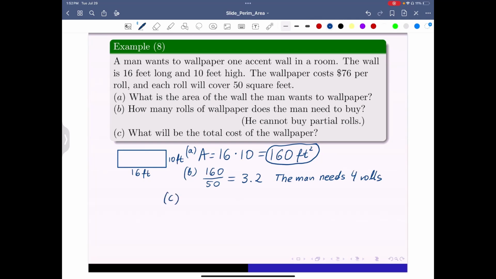So part C, we have 4 rolls, 4 rolls times $76. So the cost of the wallpaper would be $304.